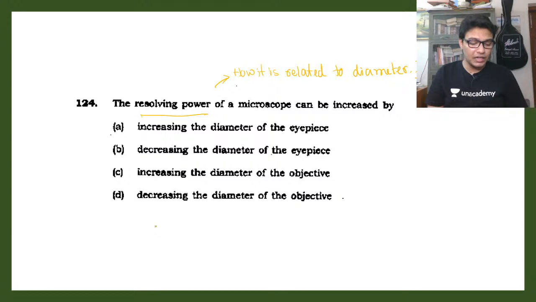Any idea which would be the correct option, guys? Come on, write it in the comments. Take your time, read again. The resolving power of a microscope can be increased by increasing or decreasing the diameter of the eyepiece, or increasing or decreasing the diameter of the objective. Come on guys, tell me, what would be the answer? This is a JNU CEB question.